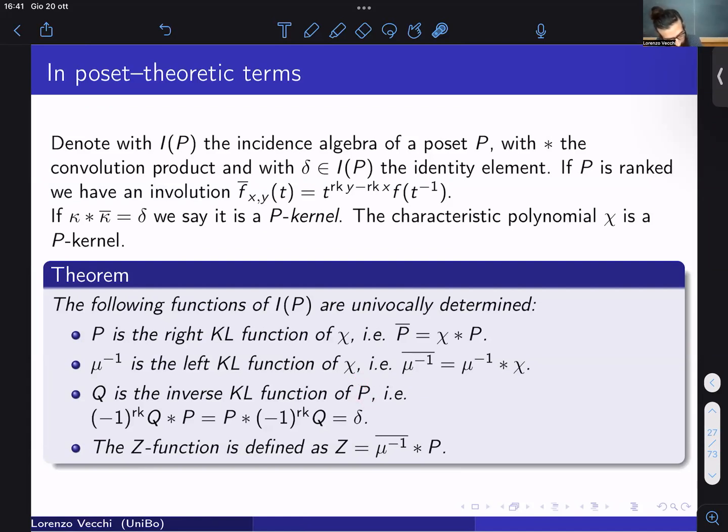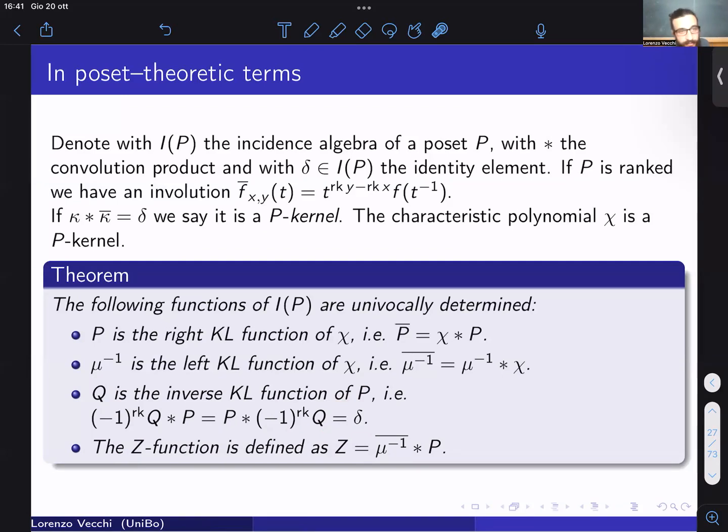P is invertible, and the inverse is the function Q. And that's why the name for Q is inverse Kazhdan-Lusztig polynomial of the matroid. And this means that up to a certain sign, when we convolute P with Q, we get the identity function delta. And then lastly, the zeta function is defined using the left and right Kazhdan-Lusztig functions in this way.